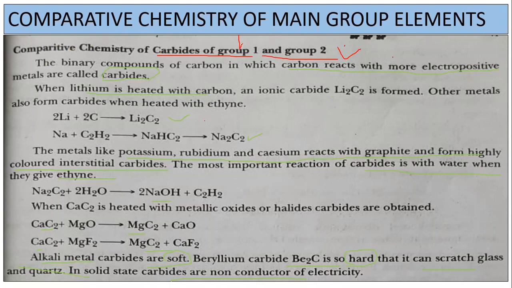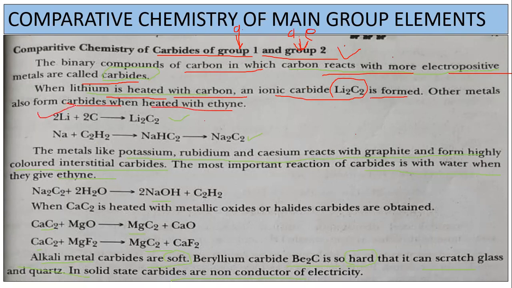So group first elements are the alkali metals and group second are the alkaline earth metals. So how do they form carbides? A binary compound of carbon in which carbon reacts with more electropositive metals is called a carbide. When lithium is heated with carbon, an ionic carbide is formed, that is Li2C2. And other metals also form carbides when they are heated with ethyne.